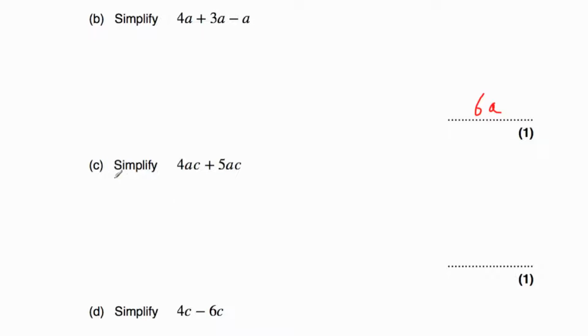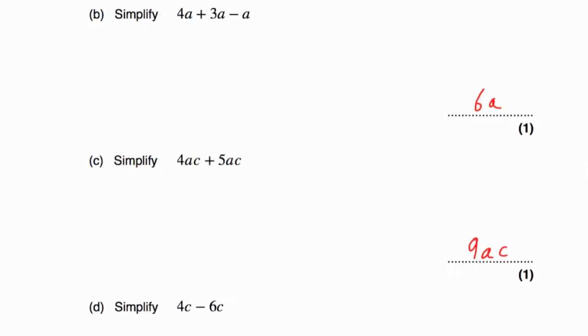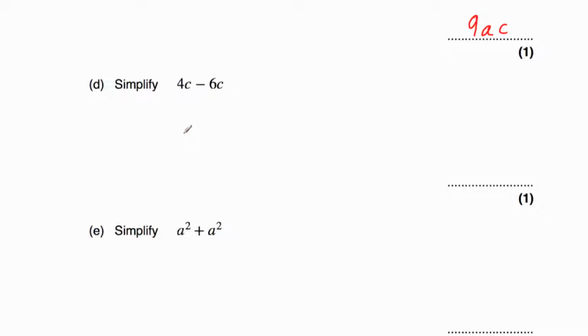Question c says simplify 4ac plus 5ac. So we've got 4 lots of ac, and then we've got another 5 lots of ac, so altogether there would be 9 lots of ac. Okay, question d says to simplify 4c take away 6c. Well, 4 take away 6 is equal to negative 2. So if we had 4c and we take away 6c, that would be minus 2c, or negative 2c, because 4 take away 6 is minus 2.